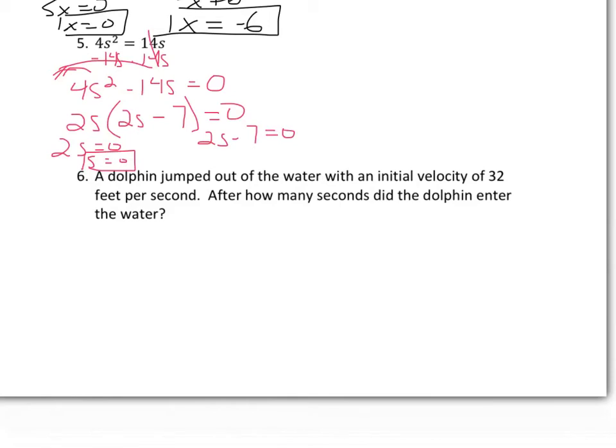When we go to solve that, you add the 7 over, divide by 2, and you'll be left with s equals 7 over 2, or 3.5. So our two answers for this problem are 0 and 7 over 2.